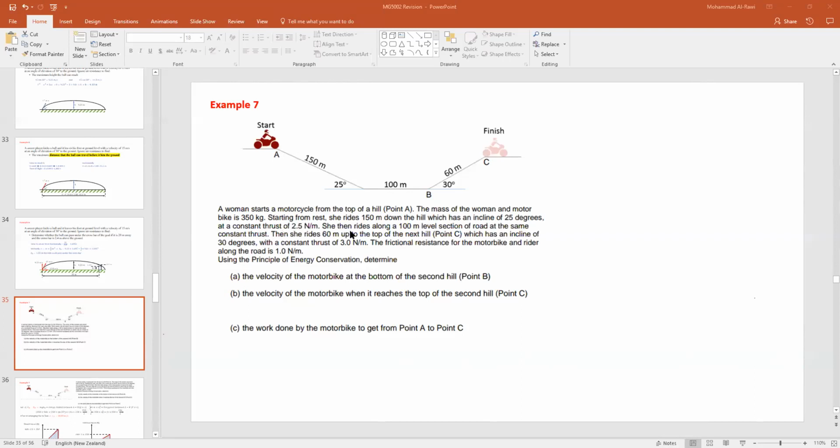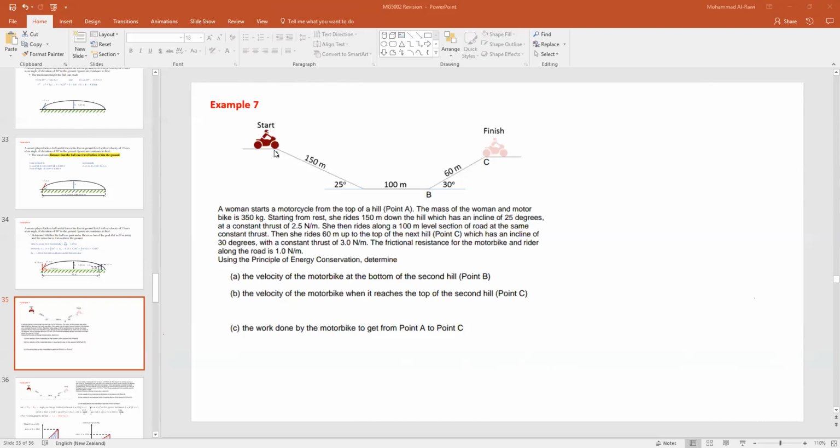Then she rides 60 meters up to the top of the next hill, point C. So then she's going up, which has an incline of 30 degrees with a constant thrust of 3 newtons per meter. The frictional resistance for the motorbike and the rider along the road is 1 newton per meter, so every meter is 1 newton. Using the principle of energy conservation, determine A, the velocity of the motorbike at the bottom of the second hill, point B.